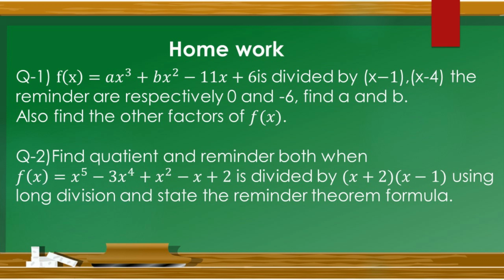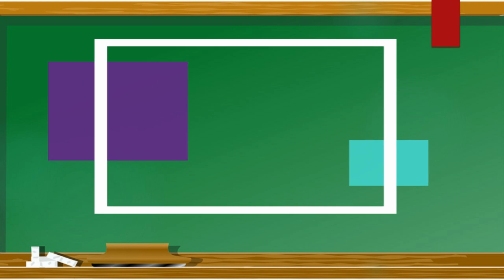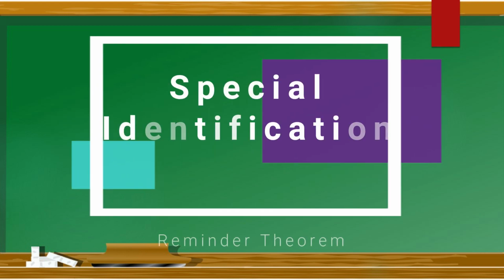You have to do these homeworks, finding the unknown terms and so on using the remainder theorem. Okay children, let's move to the special identification of the remainder theorem. So what is the special identification?